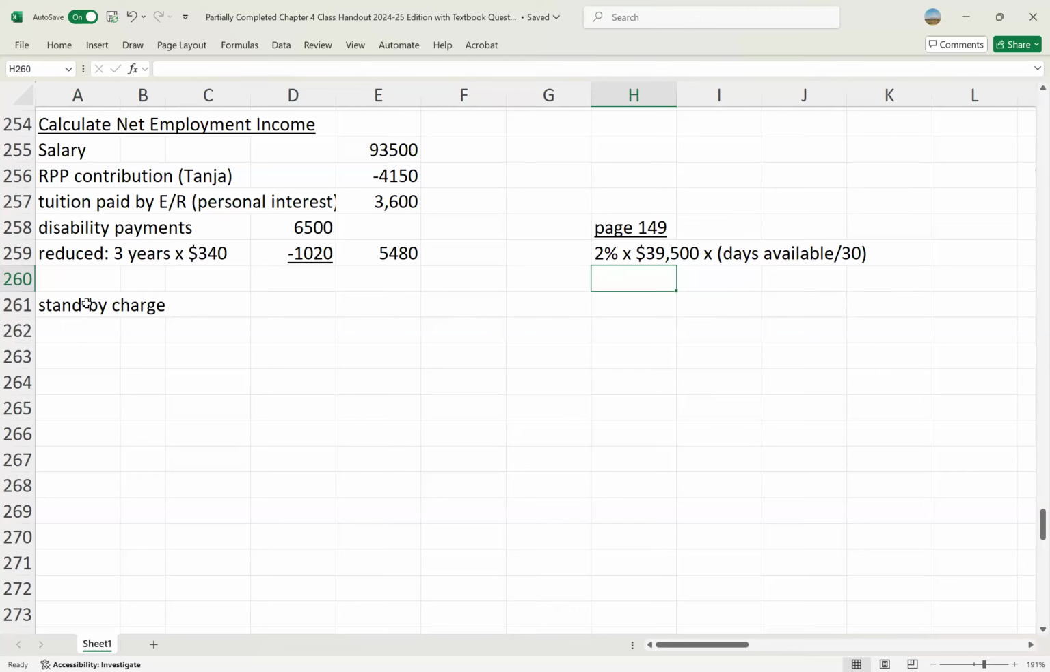But in this case, we're given the number of months. It was available all except for 1 month. So it'd be 2% times 39,500 times 11 months. And that would be 8,690. And once again, this is the full standby charge.